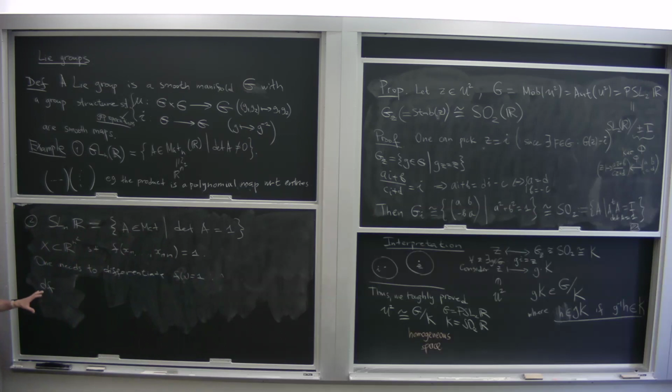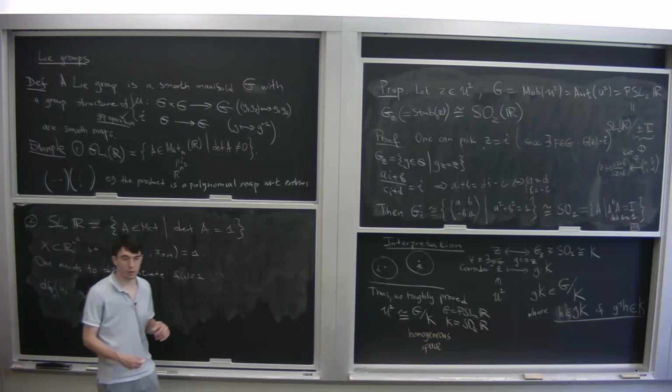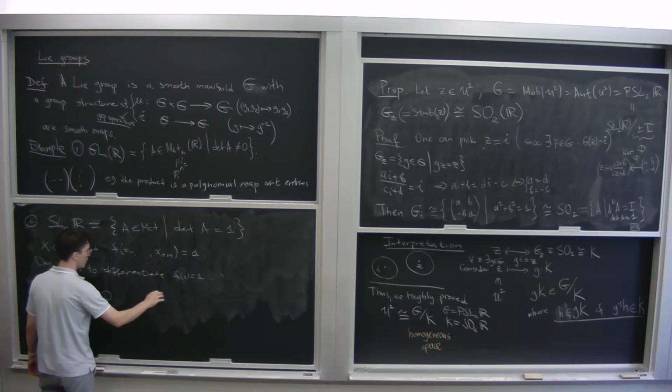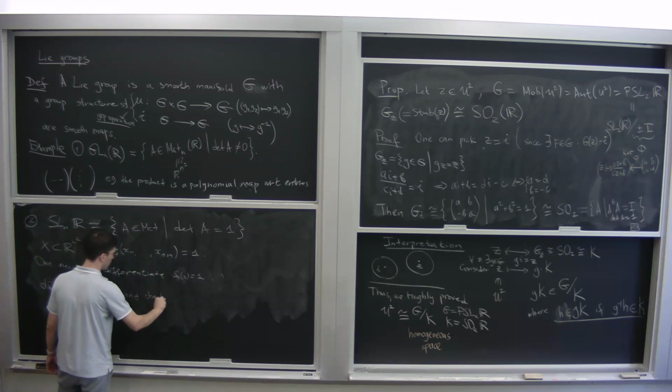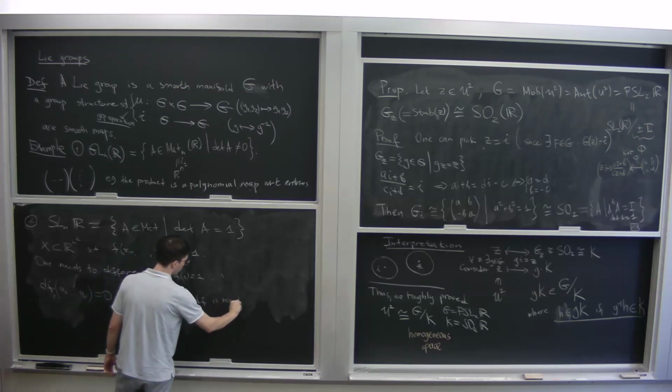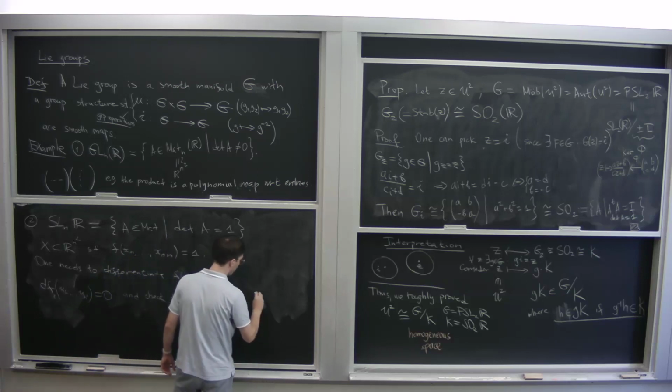well, df is already a linear map. df applied at the point x to u1 and so on up to u_(n squared) is equal to 0. I need to check that this is a non-degenerate linear map for every x, right? So one needs to differentiate f of x and check that df is non-degenerate for every x belonging to SLn(R).